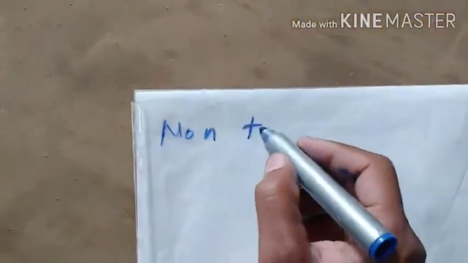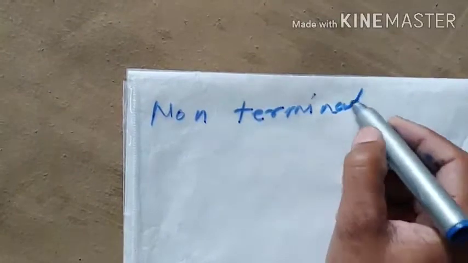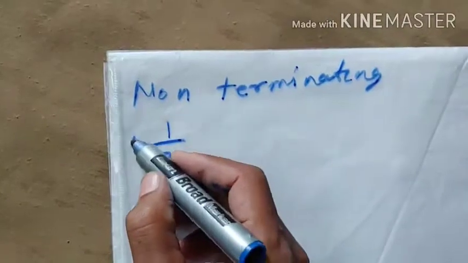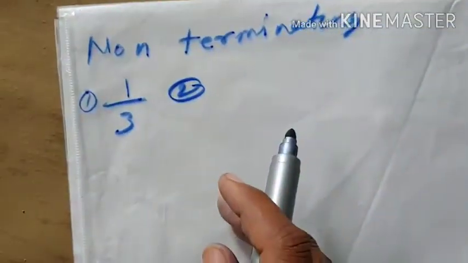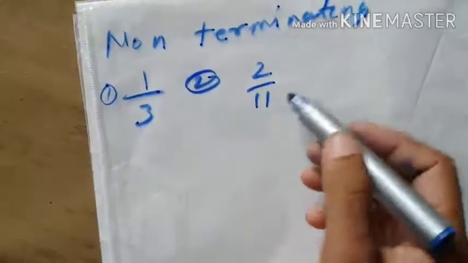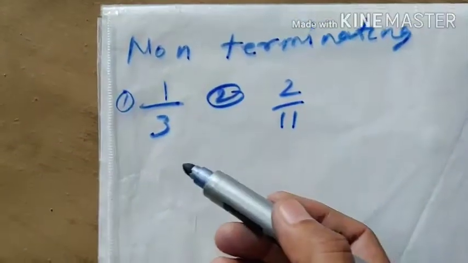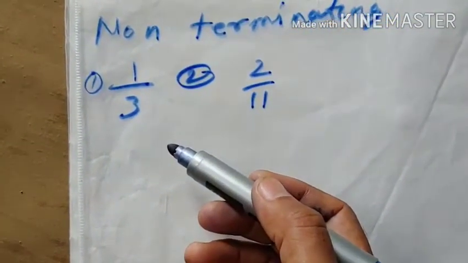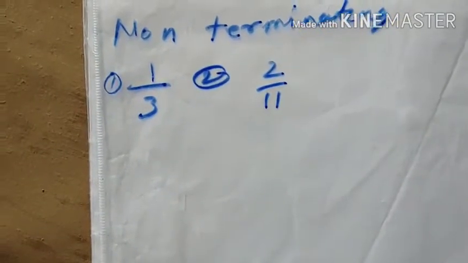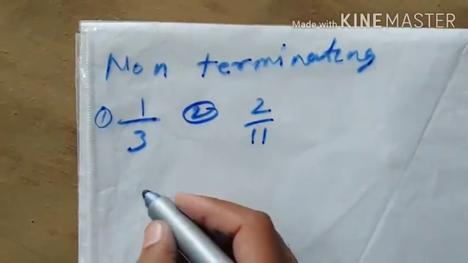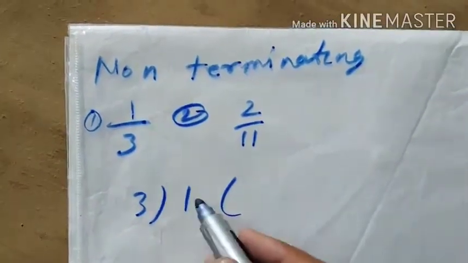So now, moving to the non-terminating term, checking the examples. Take example number 1, 1 upon 3, or you can say 2 by 11. Let's check whether these come under non-terminating or terminating terms. First of all, we will divide. Taking the first example, 1 divided by 3.